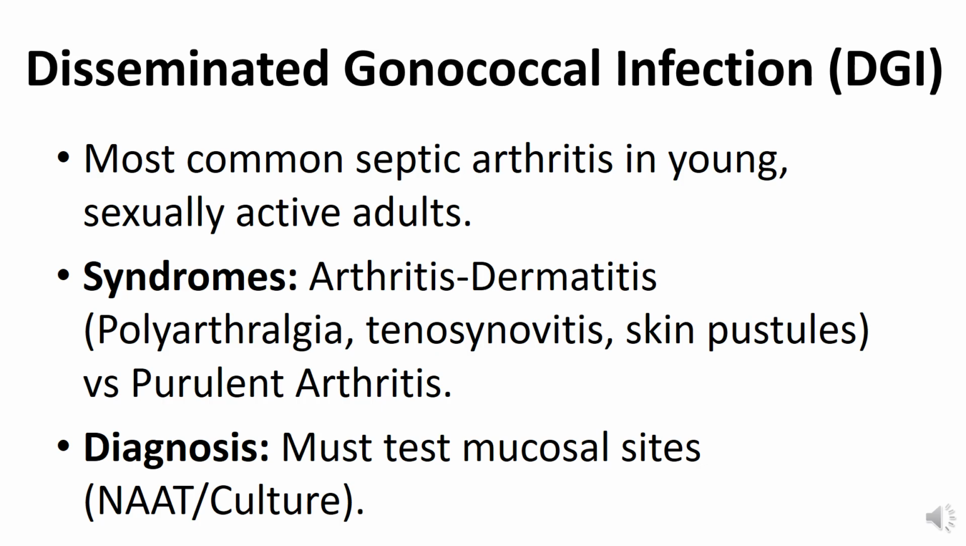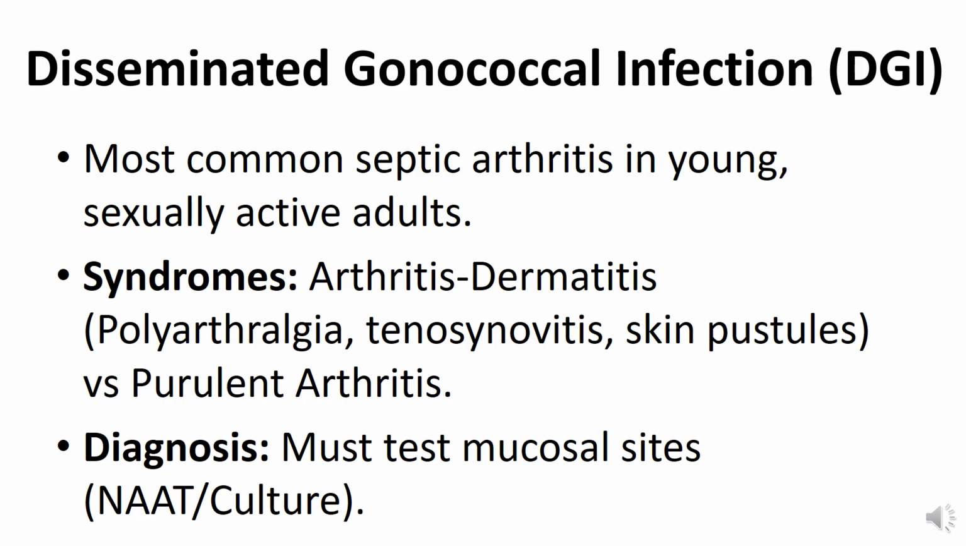Tenosynovitis is another hallmark feature. This refers to inflammation of the tendon sheaths and commonly affects the wrists, fingers, ankles, or feet. Patients often complain that moving their hands or walking has suddenly become painful. Characteristic skin lesions may also appear. These are usually small pustules or papules scattered over the extremities. The lesions can be few in number and painless, so they are easily overlooked during examination.